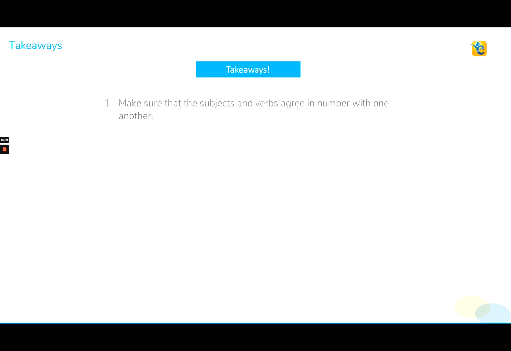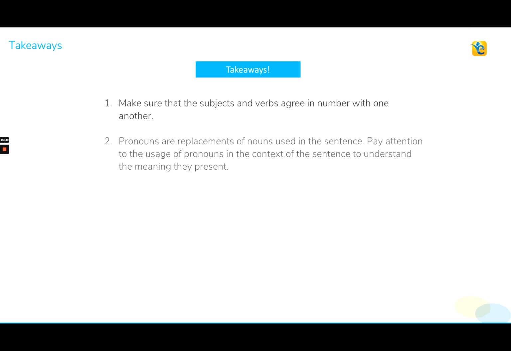With this, now let's quickly take a look at our takeaways. We must make sure that all the subjects agree in number with their verbs. That's one of the blatant errors that we can find in any sentence correction problem. So keep an eye out for that.